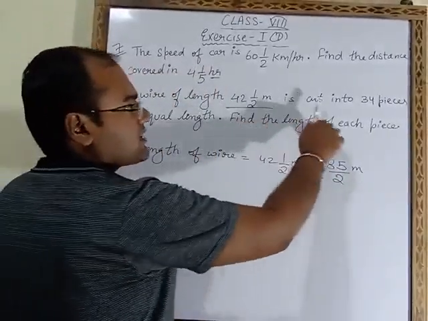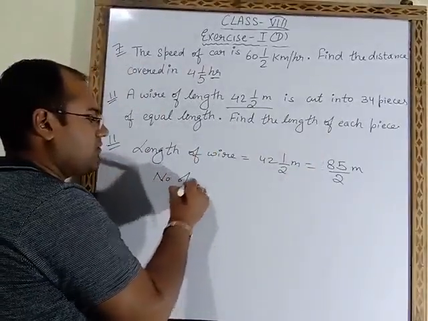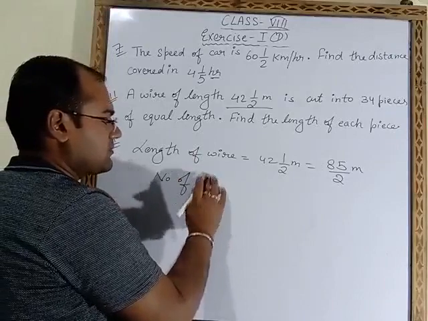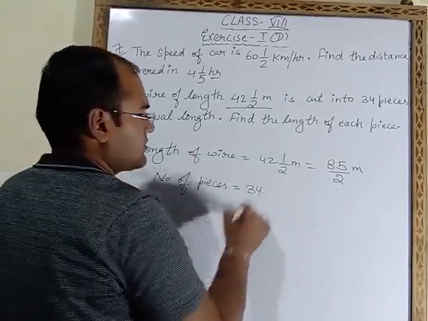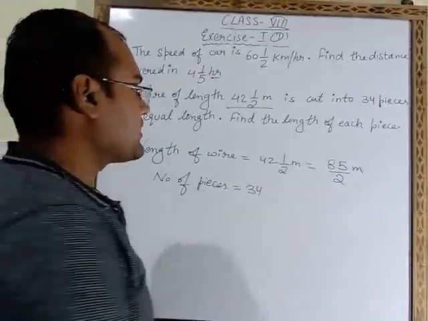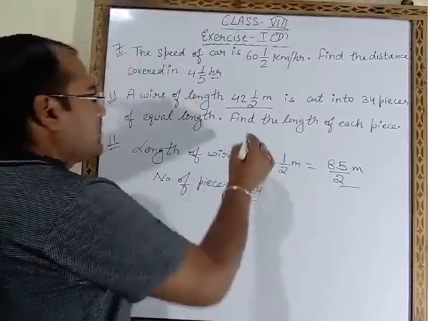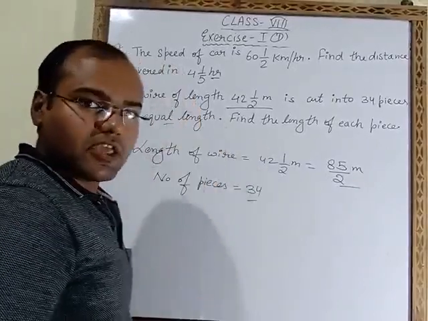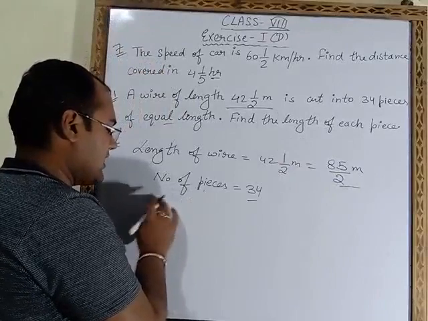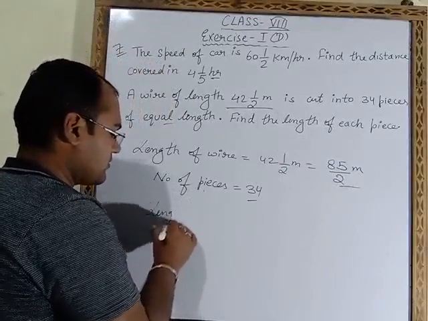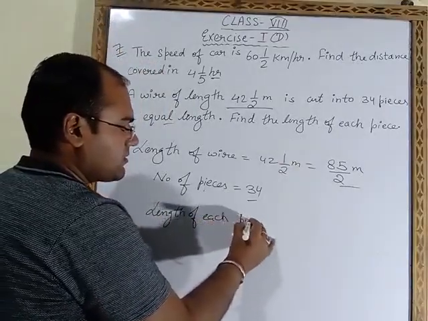This wire is cut into 34 pieces. So what is given here? Number of pieces are given. Number of pieces. How much? 34 pieces are there. This is the total length and this is the number of pieces. And each piece is of equal length. What is it? Find the length of each piece. What we have to find? Length of each piece we have to find.